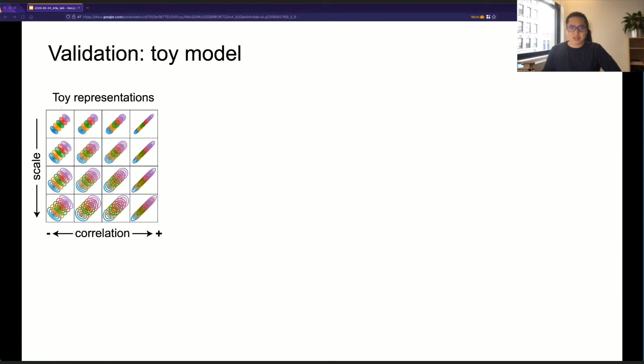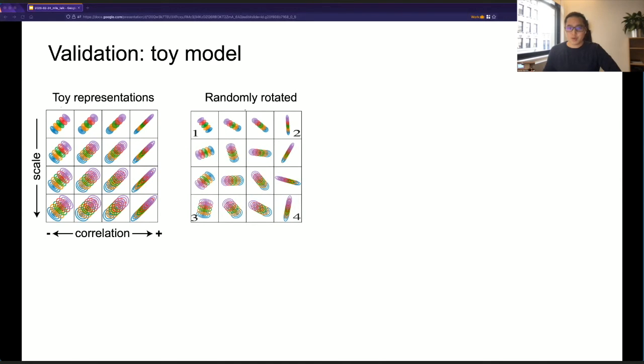So to validate our stochastic framework, we generated 100 network representations. Here I'm showing you 16 of them aligned in a 4x4 grid, where all networks have the exact same conditional means denoted by the colors here. Going from top to bottom though, we isotropically scale the responses, and from left to right, we vary the correlation or the orientation of the conditional covariances.